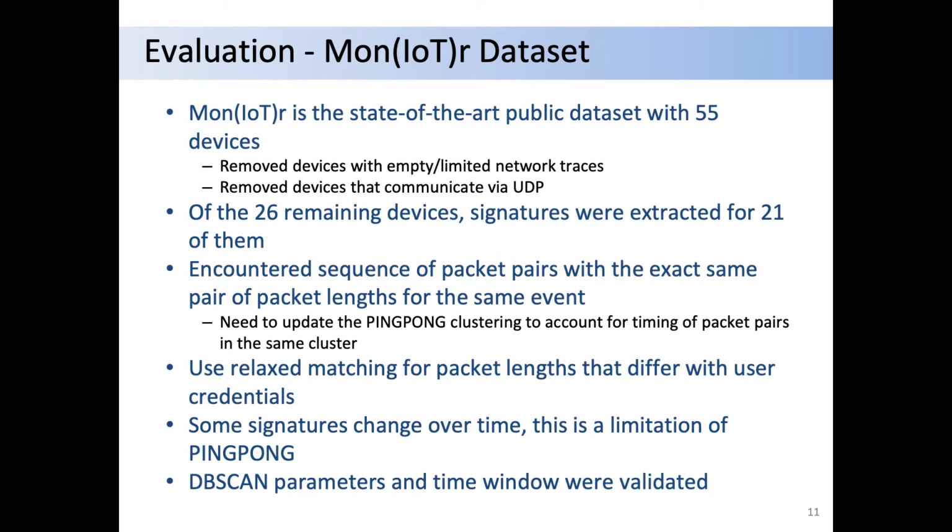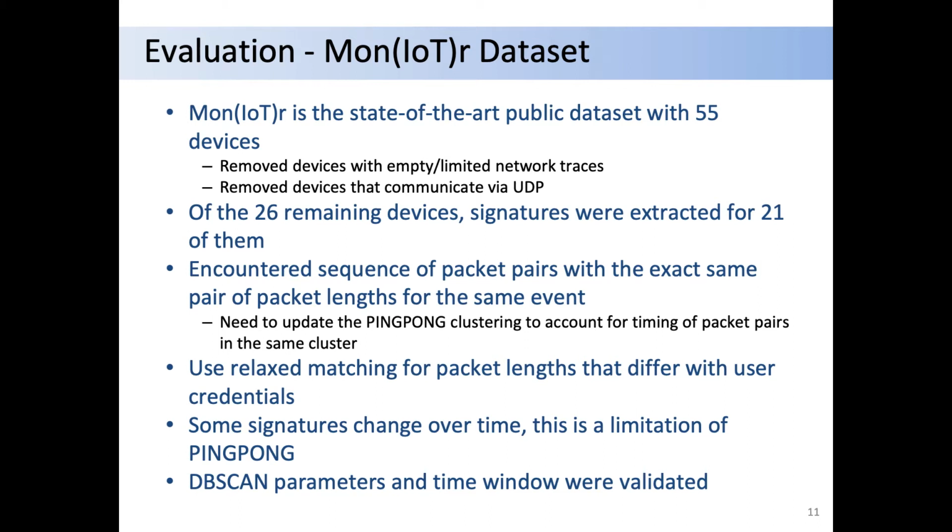They also evaluated on the state-of-the-art IoT-R monitor dataset, which is a state-of-the-art public dataset with 55 devices. The first thing they did was filter this dataset. They removed devices with empty or limited network traces, and they removed devices that communicate via UDP because, as seen before, this pretty much only works for TCP connections. Of the 26 remaining devices, they were able to extract signatures for 21 of them.